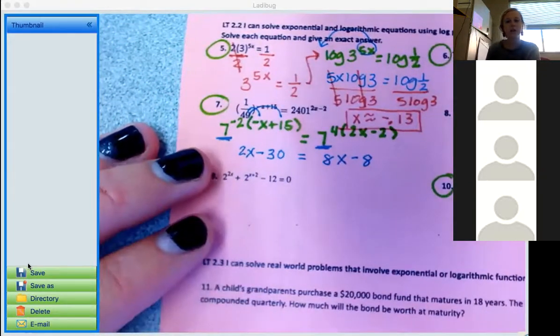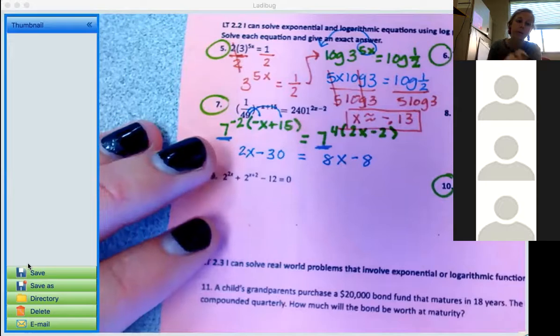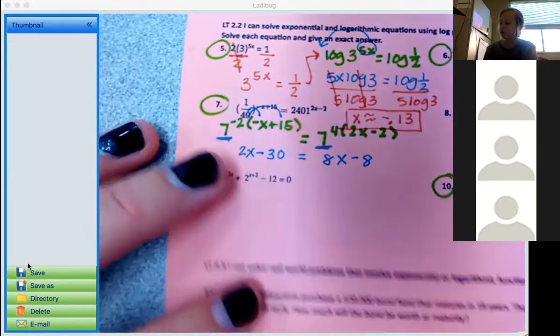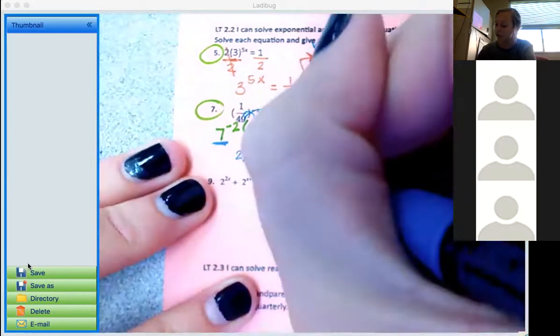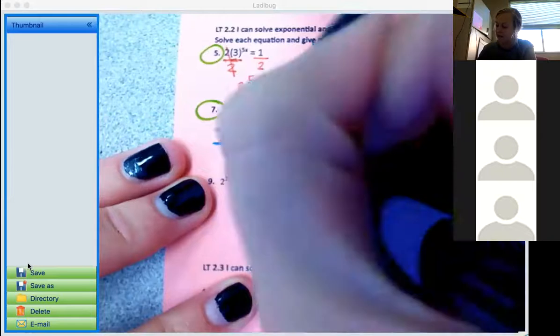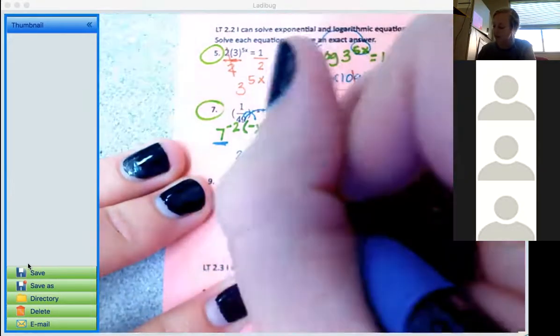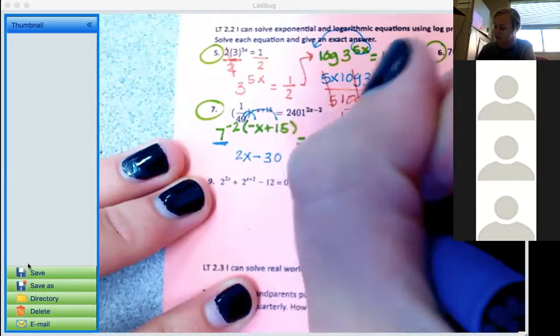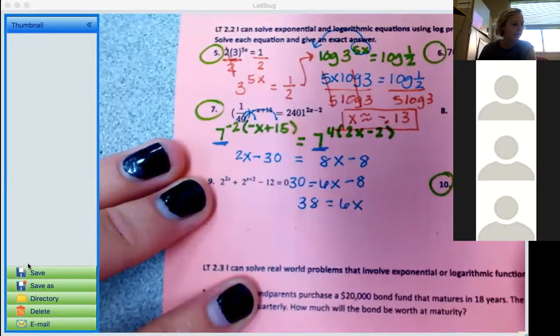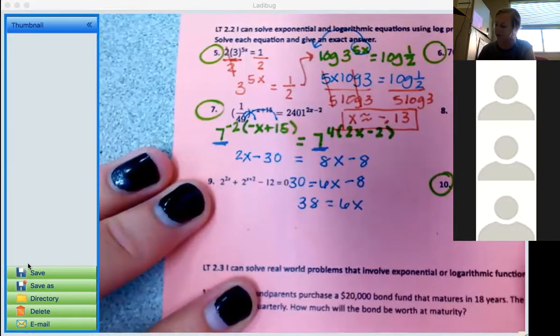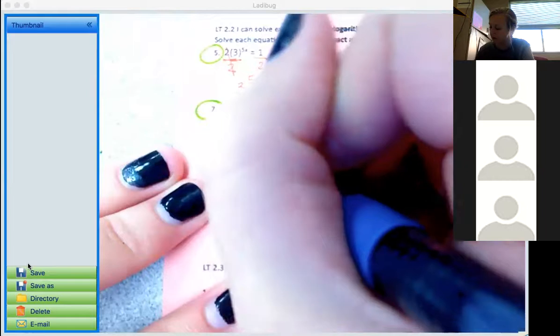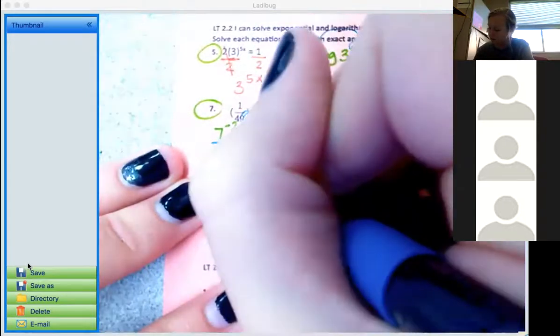So this one shouldn't be too bad. There are a couple on your test where you can get the same base. So I'm going to subtract 2x over. That'll give me 6x minus 8 equals 30. And then I'll add the 8. So 38 equals 6x. And then, nope, did I do that? I didn't do that right. This was a negative 30. So this would be negative 22.